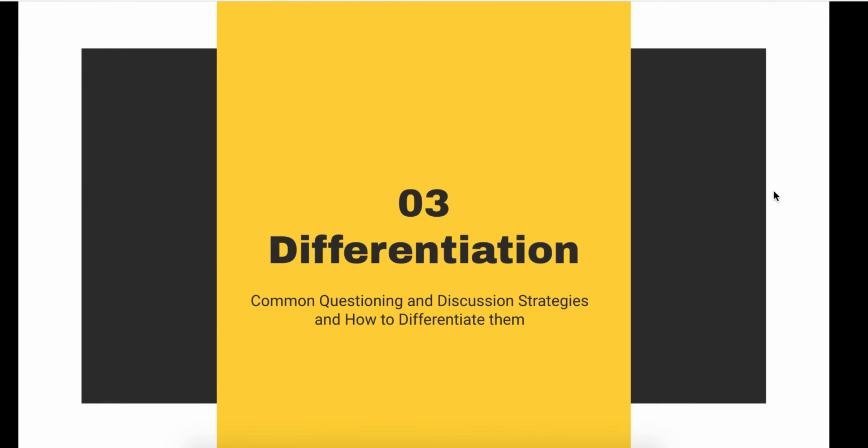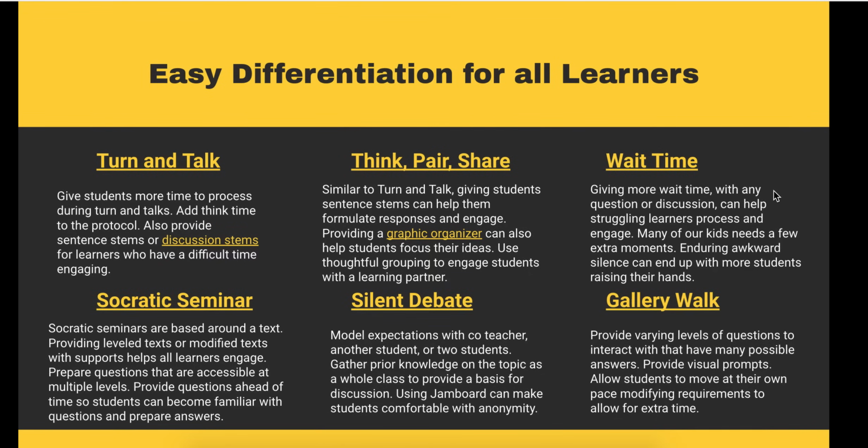So, of course, one of the issues with questioning and discussion in so many of our classrooms is that not all of our students are on the same page. Not all of our students are learning at the same level. Not all of our students are comfortable engaging the way that we want them to or need them to. So we have to step in and differentiate for students who may struggle when it comes to questioning and discussion. So these are some ways to very easily differentiate for some pretty common questioning and discussion topics.